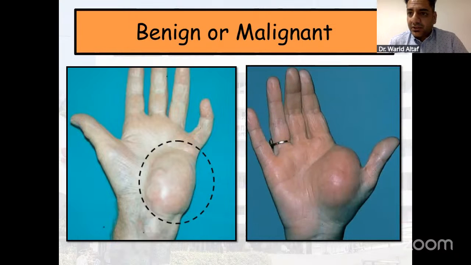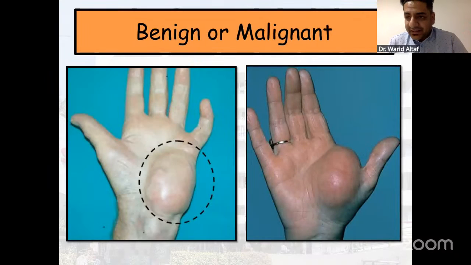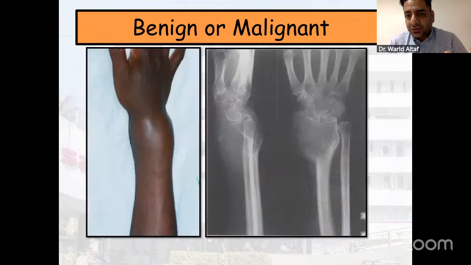When you see redness and dilated veins, versus when you see a swelling like this, which looks benign. So what are the characteristics of each? That is very important. You should know that. This is a classical picture of a giant cell tumor. It looks like a giant cell tumor.